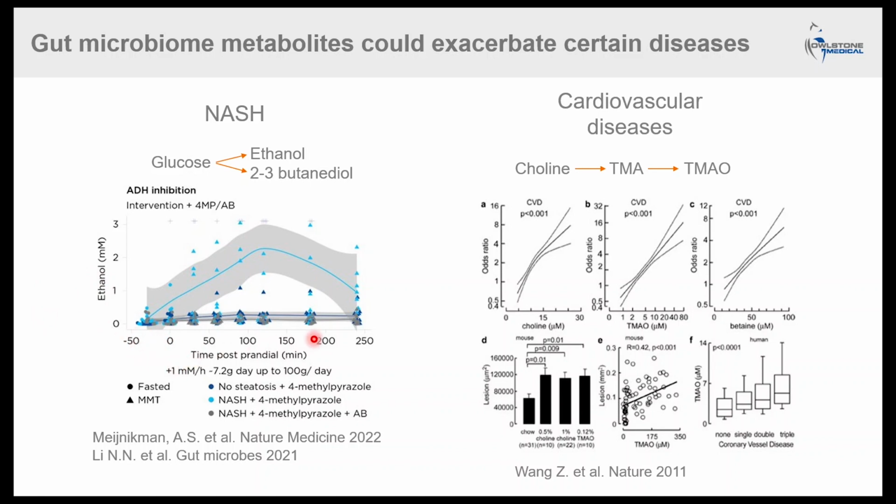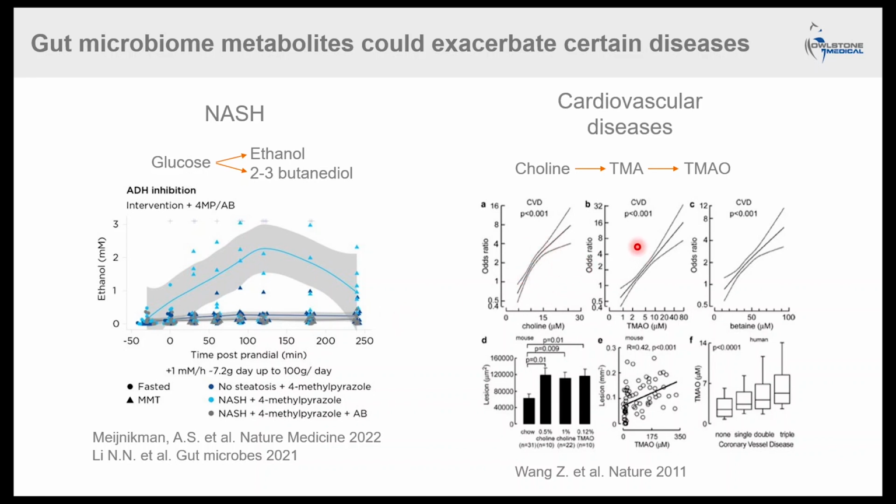We can see the time course here up to 250 minutes, in which ethanol was measured at different time points. Interestingly, subjects without NASH, the controls, showed no spike, or a very small spike, after carbohydrate intake. However, the same NASH subjects, when they were treated with an antibiotic that killed all the gut microbiome, showed no spike of ethanol, indicating that the microbiome is the main component involved in glucose conversion to ethanol.